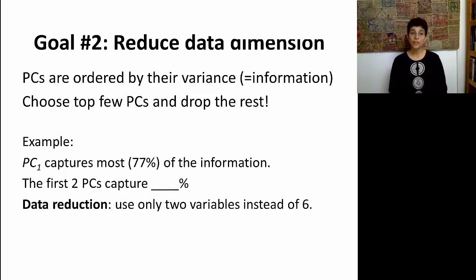In our example, we saw that PC1 captured almost 77% of the total information that is conveyed by the entire set of 6 measures. Take a look at the output that we had and see how many the first 2 PCs capture. You'll notice that they capture around 90% of the information. This means that if we only take the first 2 PCs and drop the next 4 PCs out of the analysis altogether, we only lose 10% of the total information that was contained in all 6 measurements. This is what we call dimension reduction.